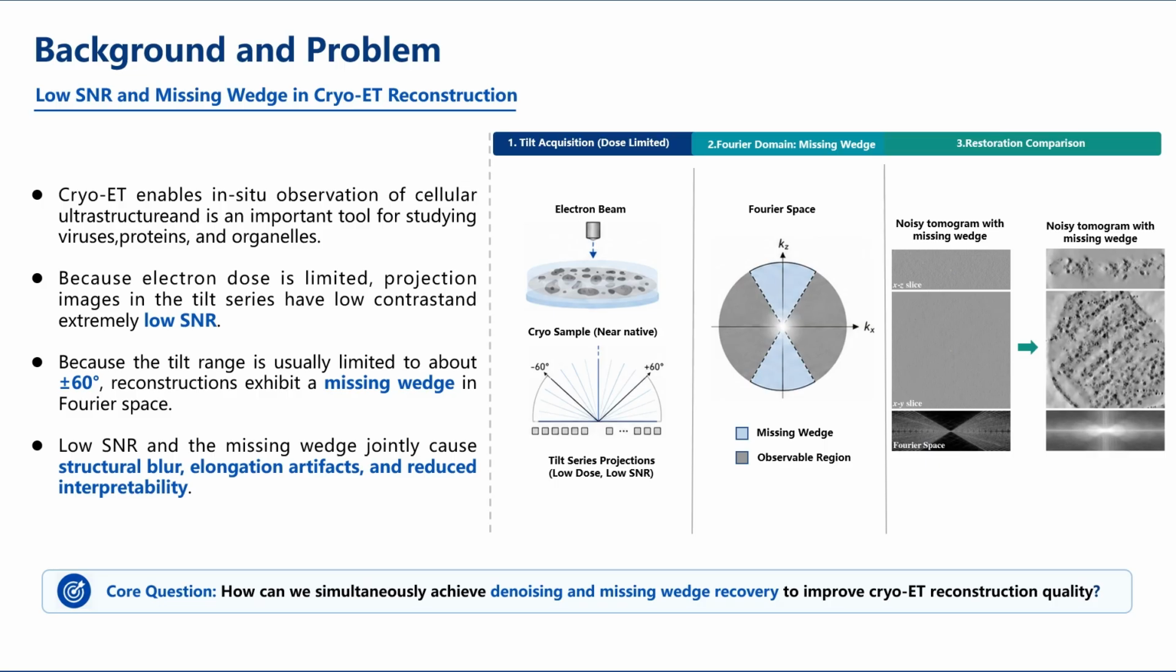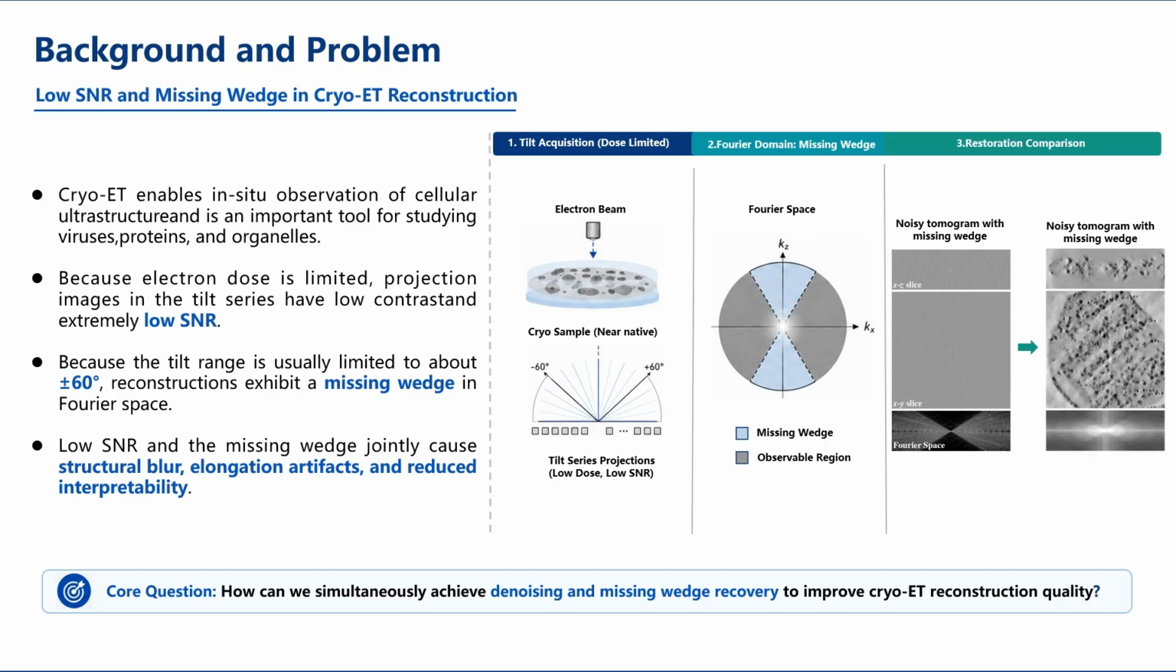First, let me introduce the background. Cryo-ET enables in situ observation of cellular ultrastructure under near-native conditions. It is an important tool for studying viruses, proteins, and organelles. However, cryo-ET reconstruction quality is limited by two major factors. First, the electron dose must be kept low to avoid radiation damage. As a result, the projection images in the tilt series usually have low contrast and extremely low signal-to-noise ratio.